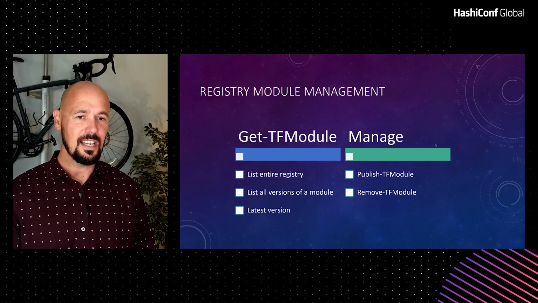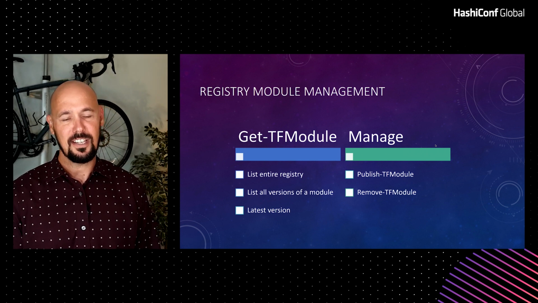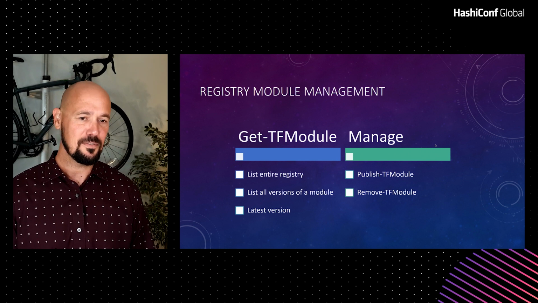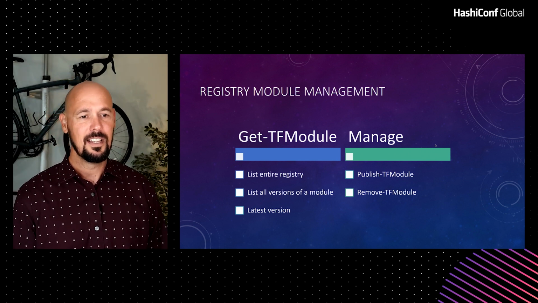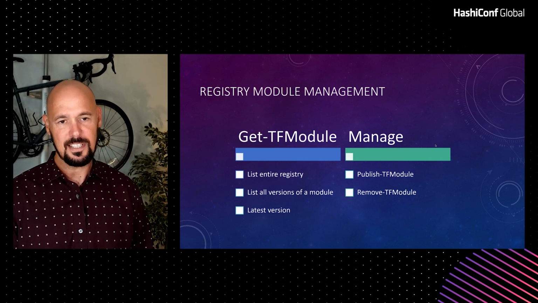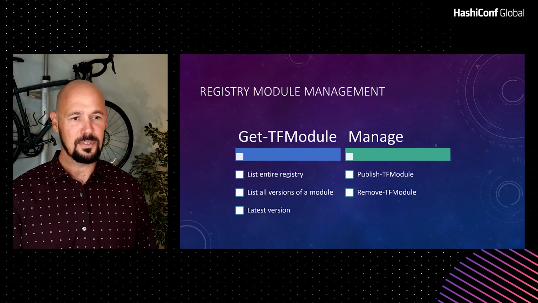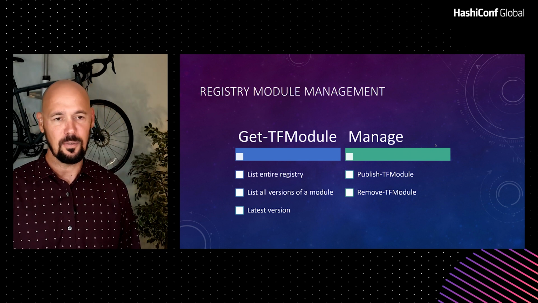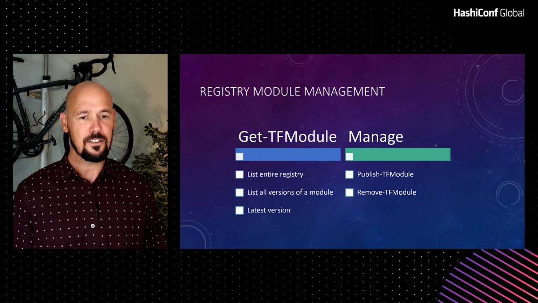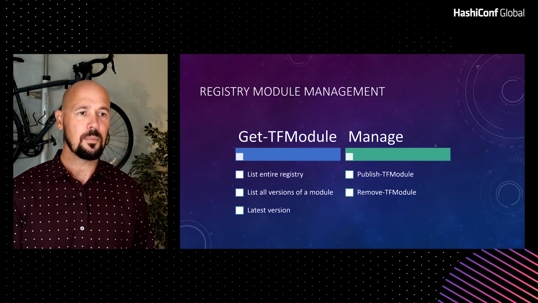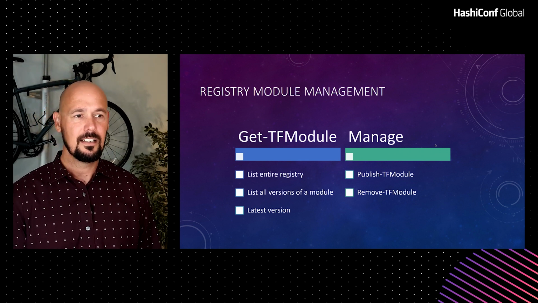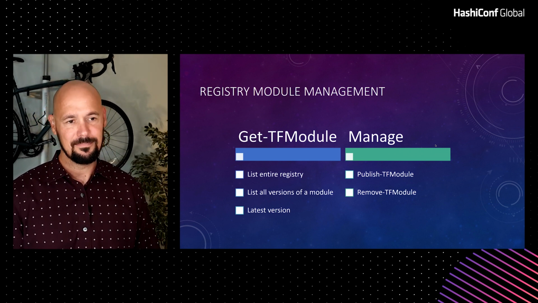So you can use get tf module, and you can list the entire registry. You can look at a specific version. You can look at the latest version of a specific module. And you also have the ability to publish and remove modules. This is key as you're developing modules, to be able to test and see. Another option is to remove modules, maybe 5 versions back, you want to just remove deprecated modules. So you can schedule a job to automatically take care of that registry hygiene.